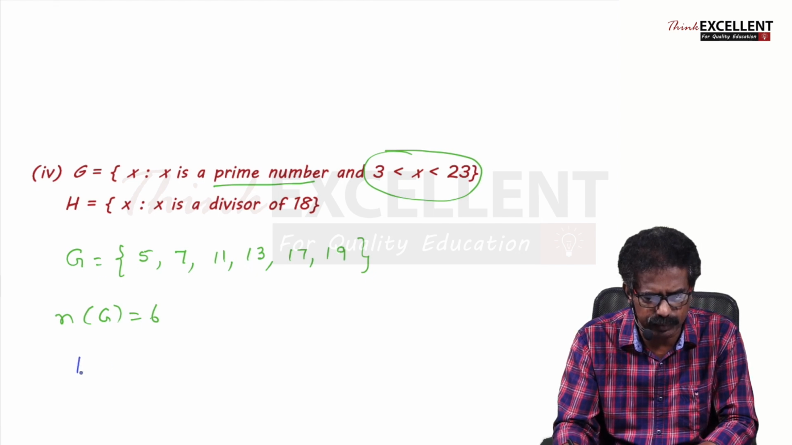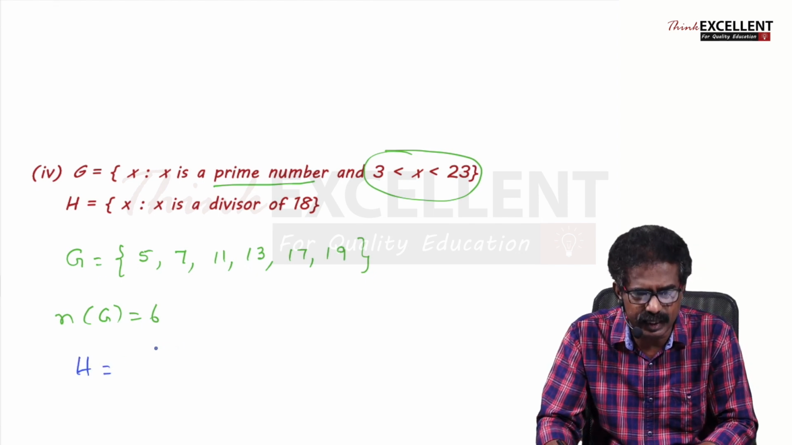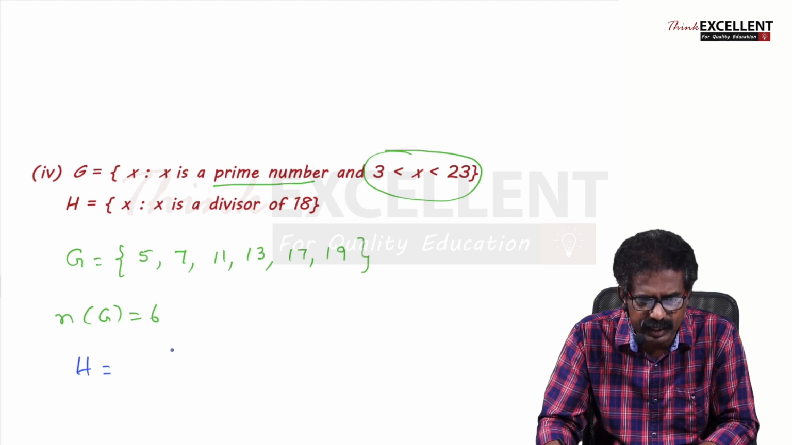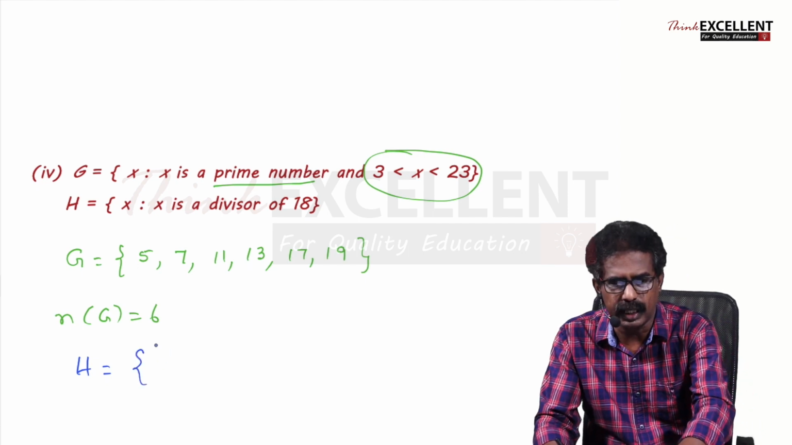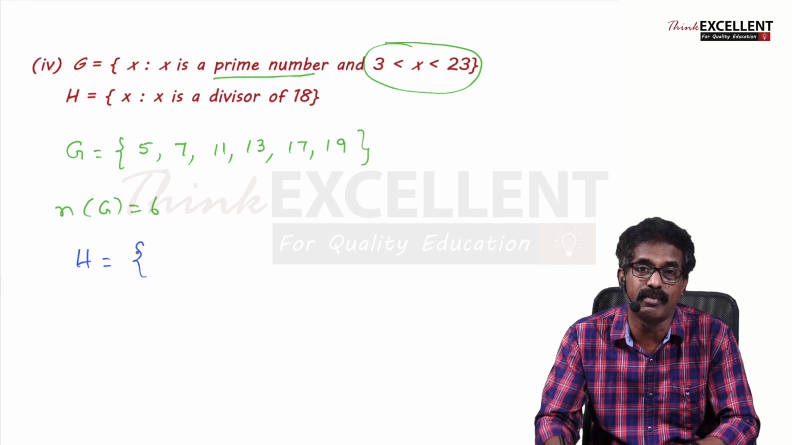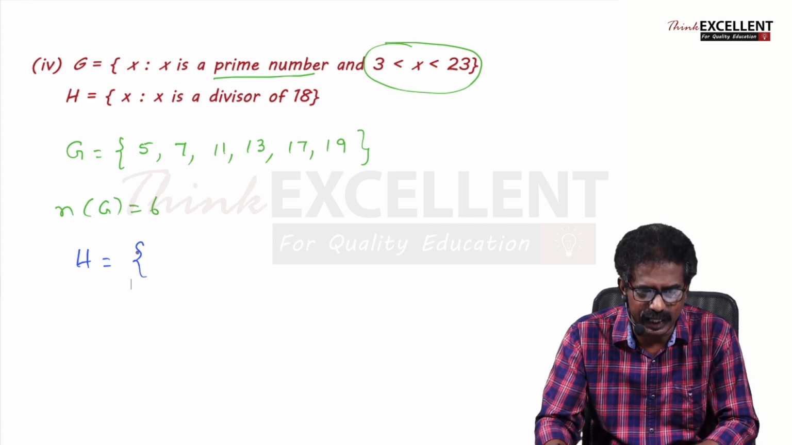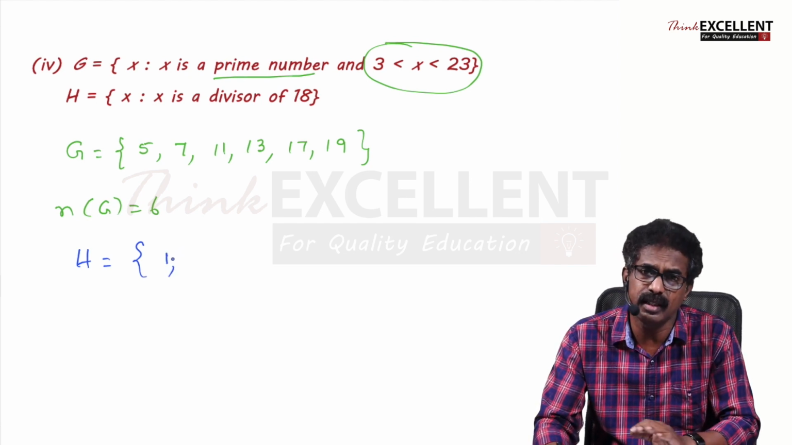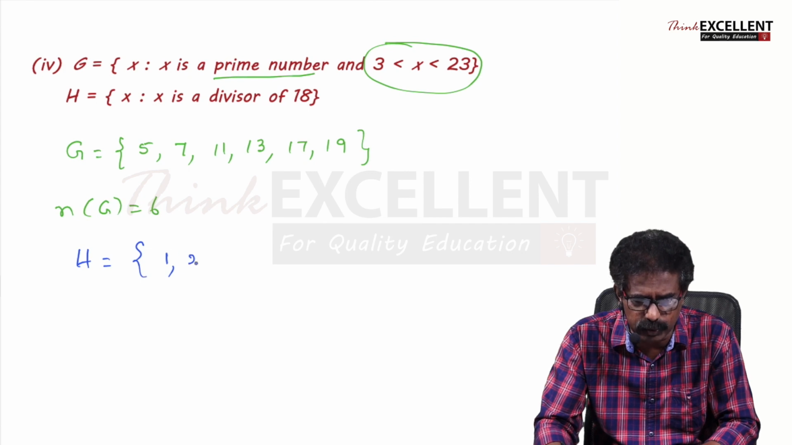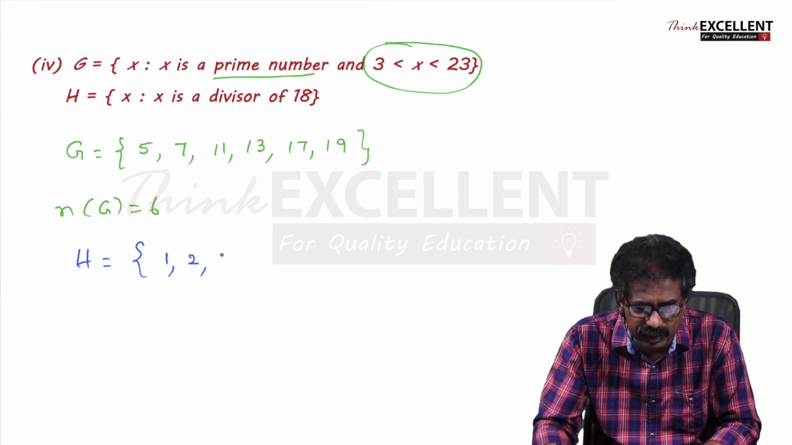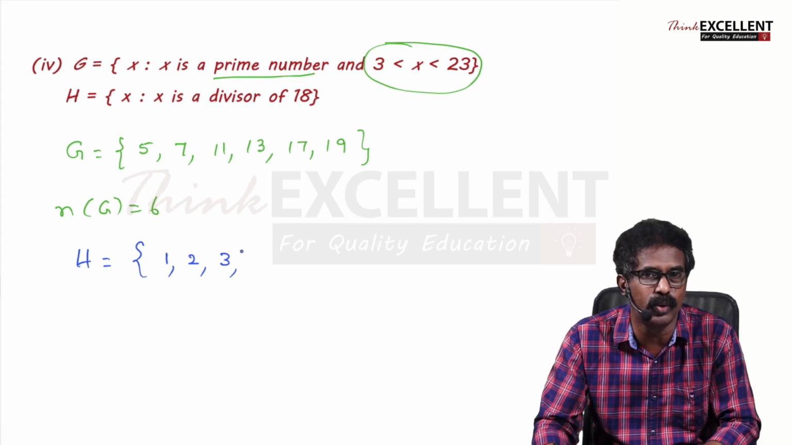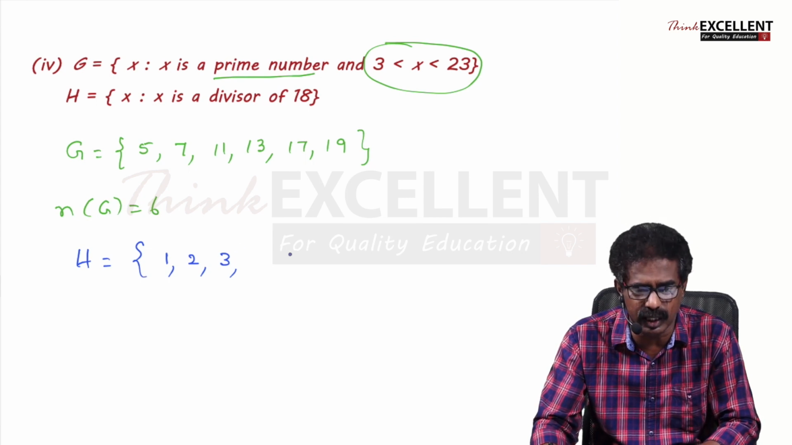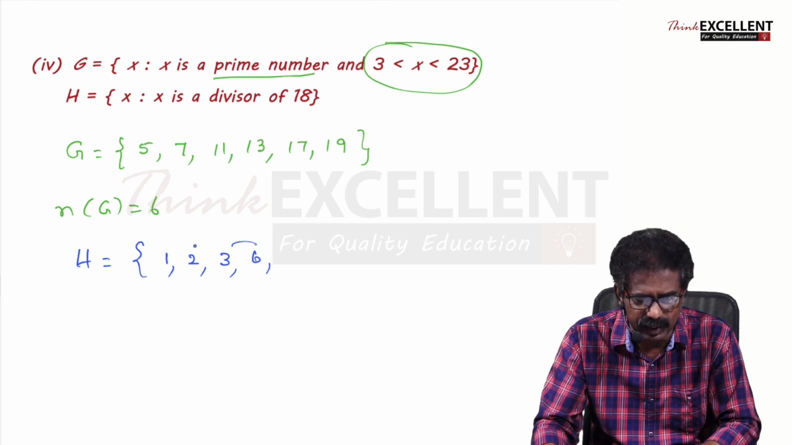Now H is set of all X such that X is a divisor of 18. So 18 is divisible by which numbers? The factors of 18 you have to find. 18 is divisible by 1. 18 is divisible by 2, right? If you divide, remainder must be 0. 18 you can divide by 2 table. 18 you can divide by 3, right? 3 table 18 is there. 4, no. 4 4s are 16, then 20 only. 4 you cannot divide. 5, no. 6 you can divide. 6 3s are 18, right? 6 3s are 18. Then 9 2s are 18. Then 1 into 18 is 18.